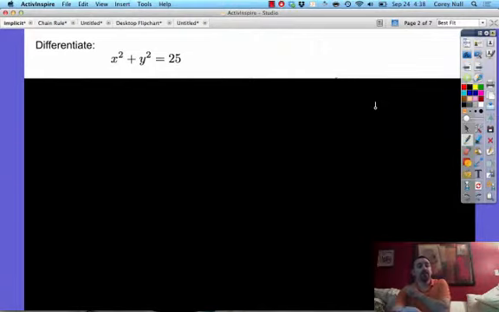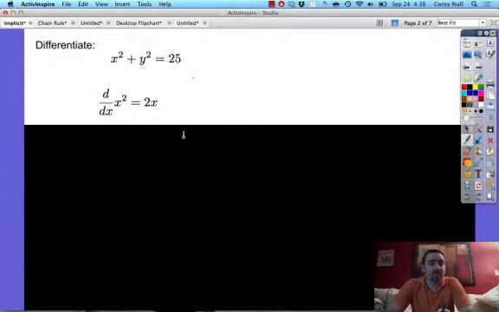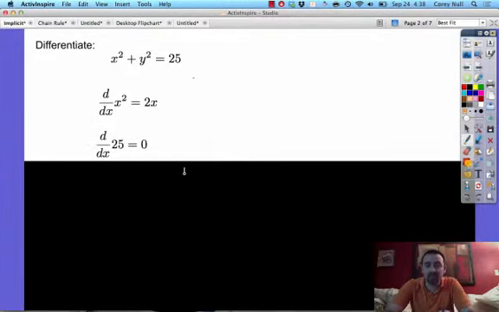We're going to apply the chain rule to every part of the function. So here's what we're going to do. I know how to take the derivative of x squared. It is 2x. I know how to take the derivative of 25. It's 0. All we have to do is take the derivative of y squared with respect to x. Now, we can take the derivative of y squared with respect to y. It's just 2y. But we're taking the derivative of y squared with respect to another variable, and we know there's a relationship between those two variables.